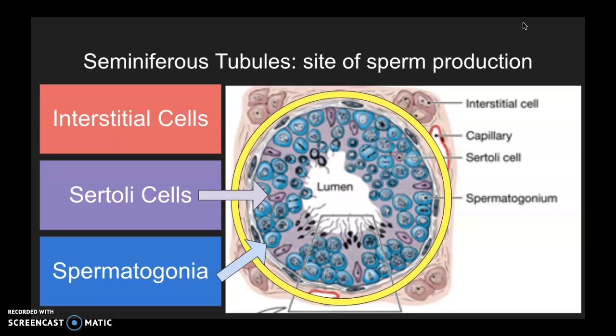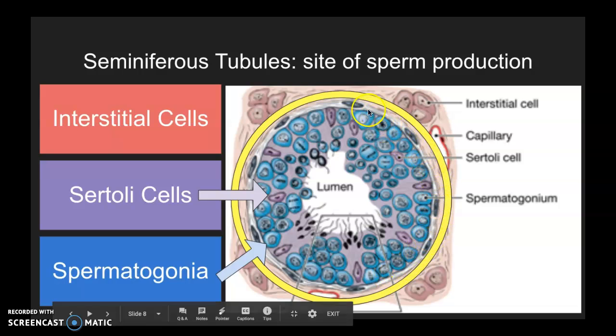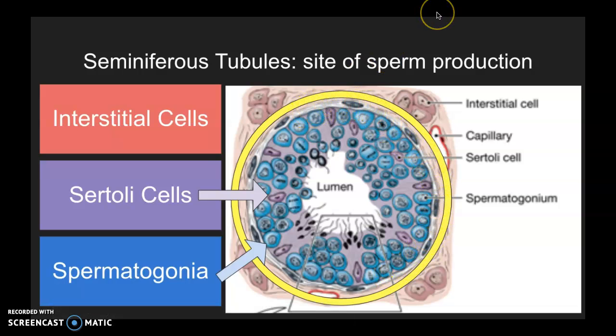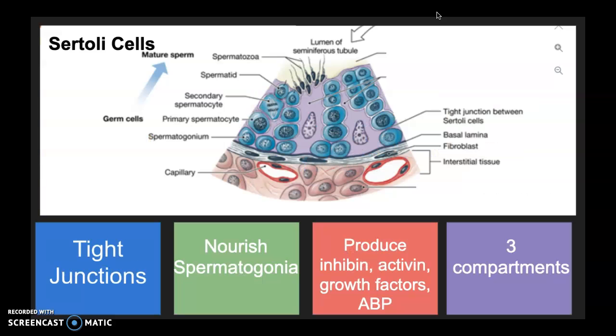The second region shown in this image is found outside of the tubule, and outside this white ring right here, which is the basal lamina of the seminiferous tubule. This second region outside the basal lamina is known as the interstitial tissue, and it is made up of interstitial cells and capillaries. We're going to take a look at each of the three cell types listed over on the left, what their role is and how they function related to sperm production.